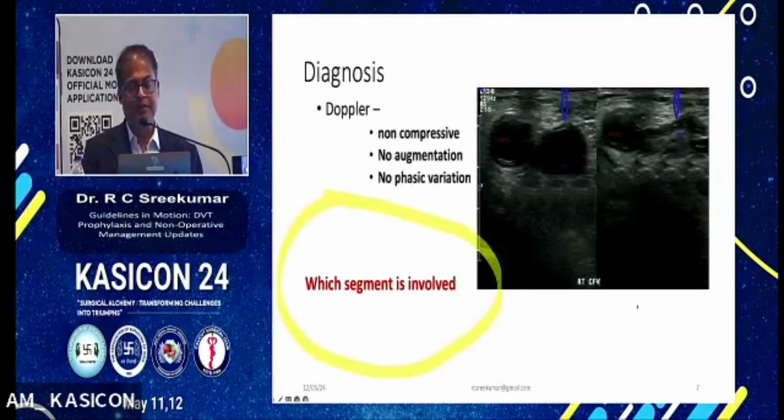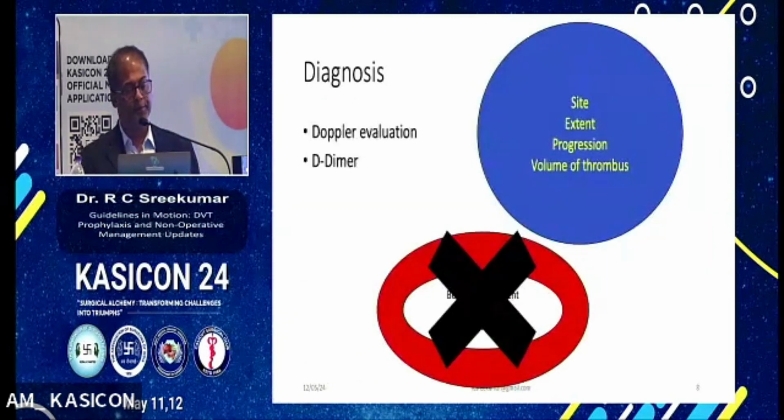So this is the picture. If you look at the artery and apply pressure, it remains like that. But a vein, if you apply mild pressure, will compress. That's a normal vein. If it is not compressing, you suspect a DVT in this patient, with or without augmentation if the patient does some Valsalva. Always look at which segment is involved. And these patients don't require treatment.